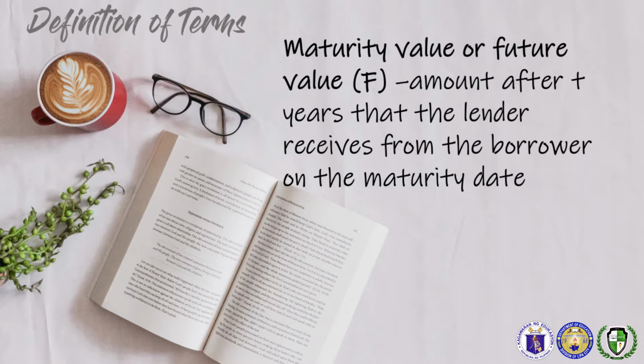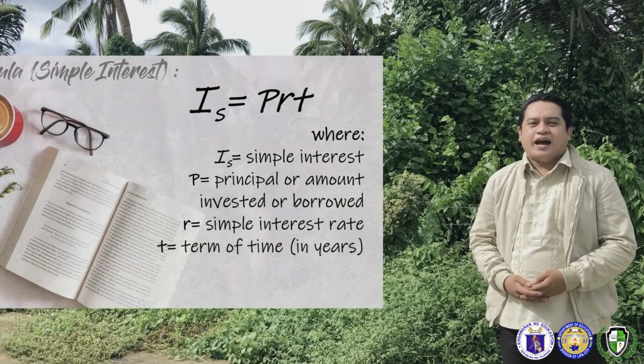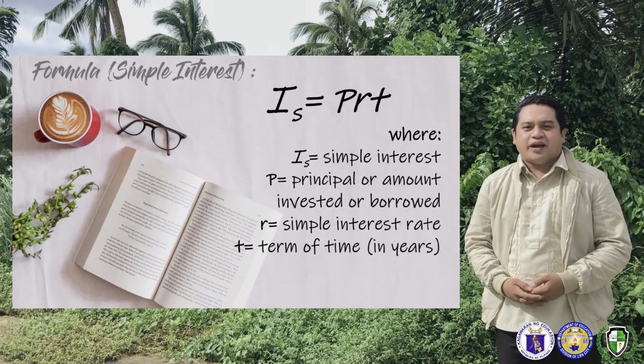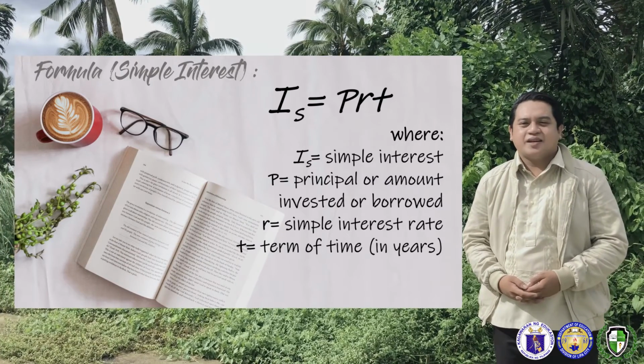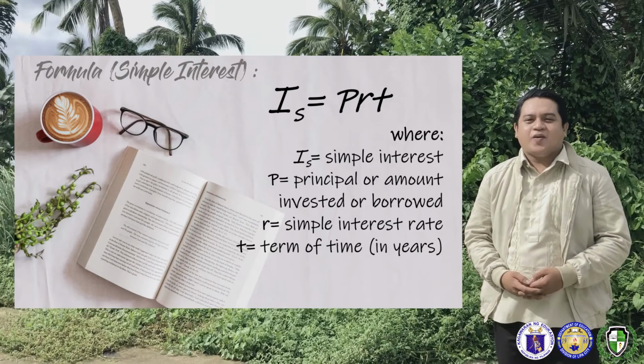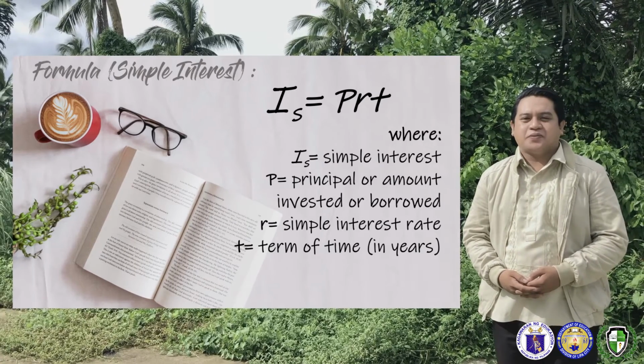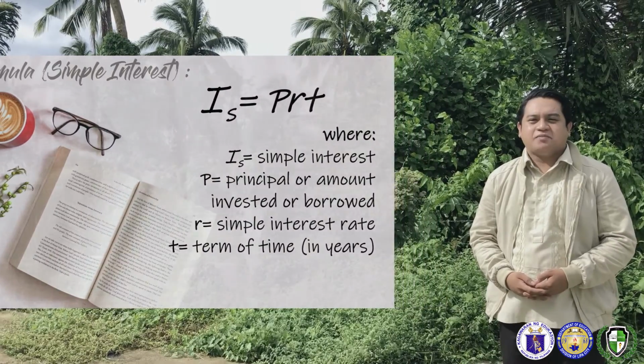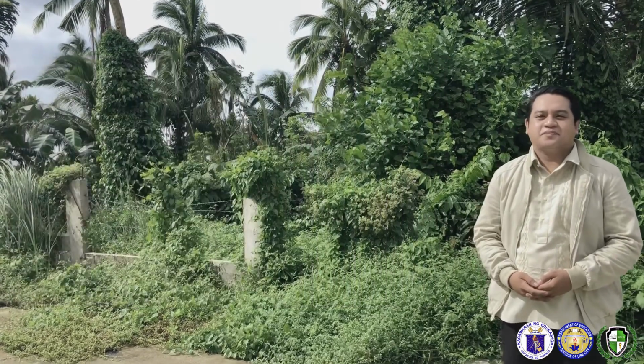Maturity value or future value. Amount after years that the lender receives from the borrower on the maturity date. To solve simple interest, the formula to be used is I_s = P × R × T, where I_s is the simple interest, P is the principal or amount invested or borrowed, R is the simple interest rate, and T is the term of time in years.